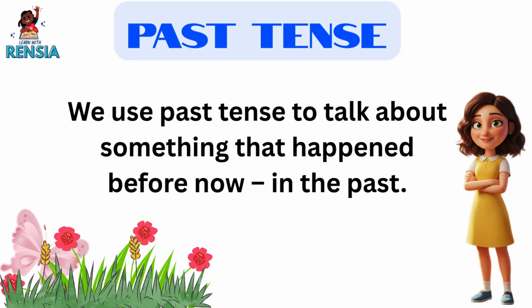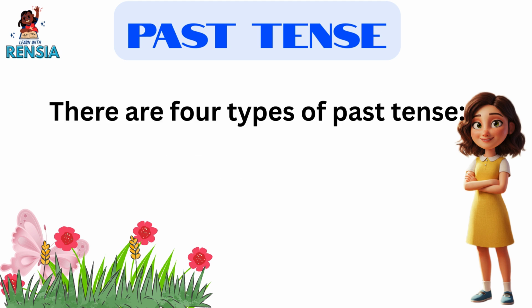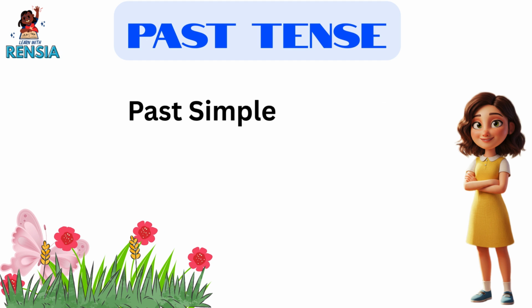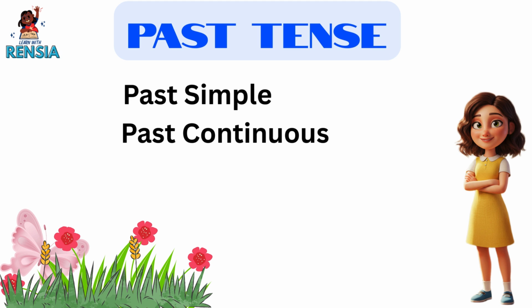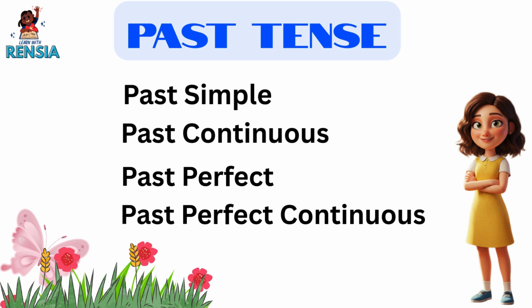We use past tense to talk about something that happened before now. In the past, there are 4 types of past tense. Number 1. Past simple. Number 2. Past continuous. Number 3. Past perfect. Number 4. Past perfect continuous.